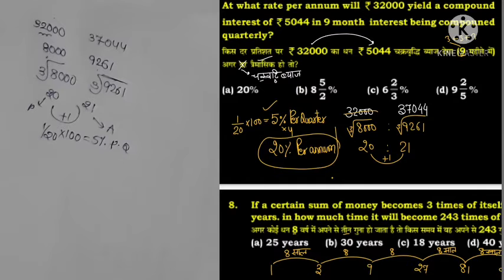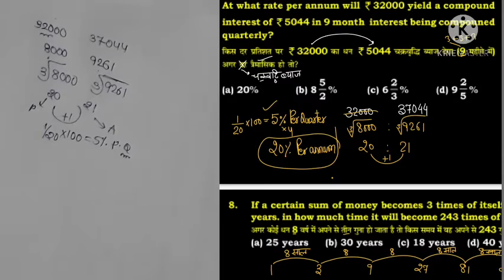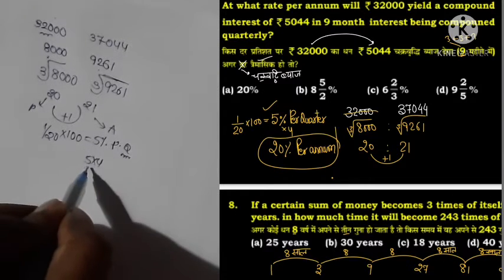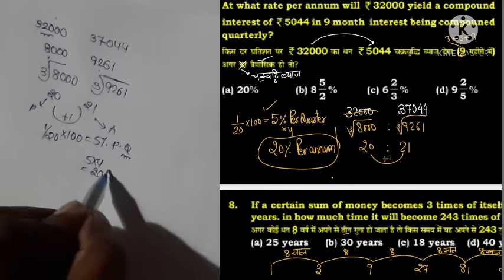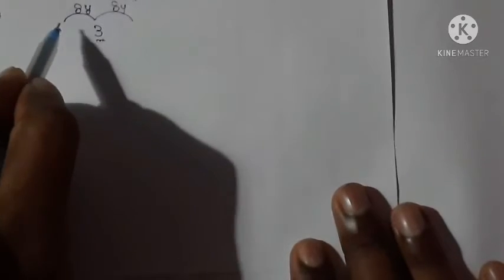So what percentage per annum? Quarter means for every year 4 quarters. So 5 into 4 is 20% per annum.